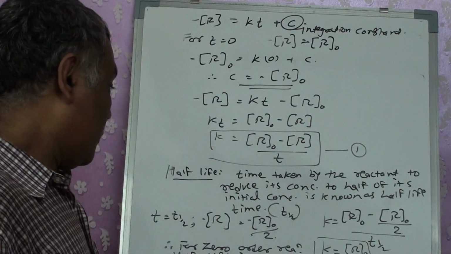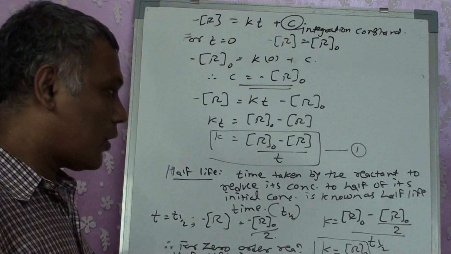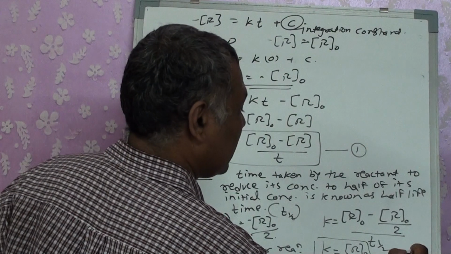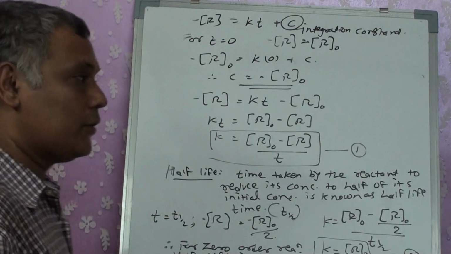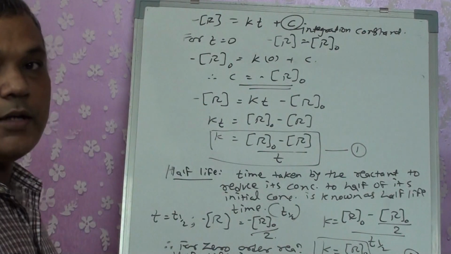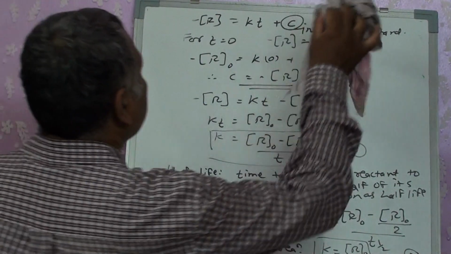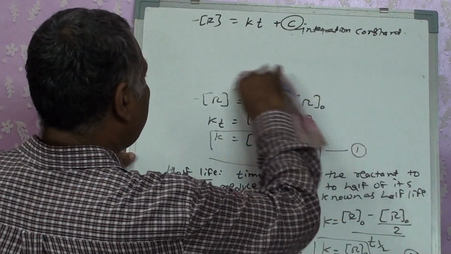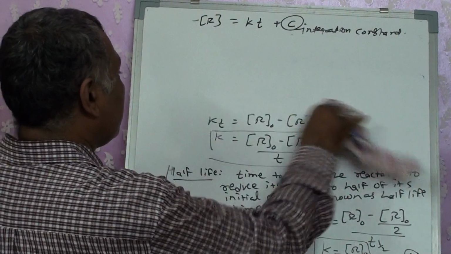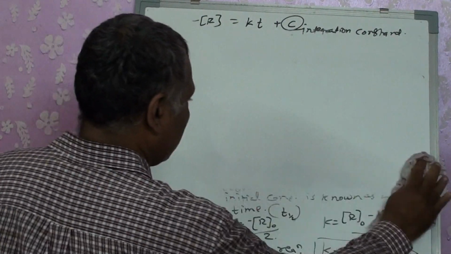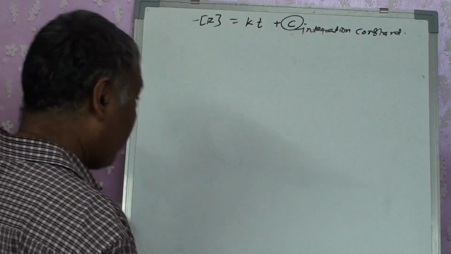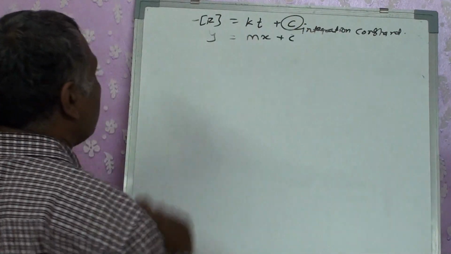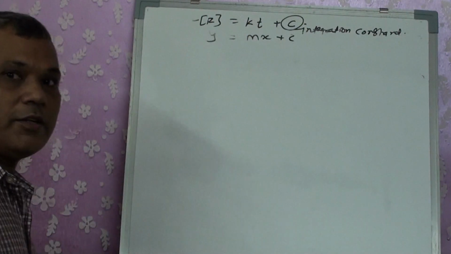Okay, so we got it from this that K is equal to R naught by 2 T half. Now this is your second equation that we will be using for the numericals. The third factor that we get from this is by putting this equation, we can write it as y is equal to mx plus c. This is a straight line equation.